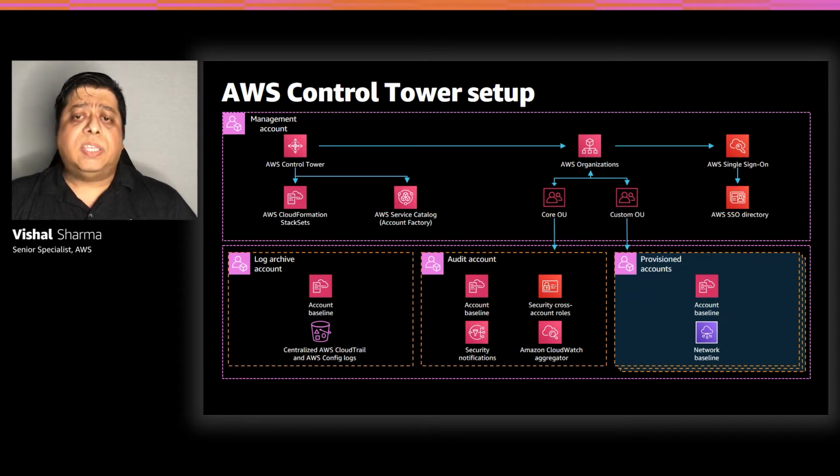Now, in case of an existing AWS organization, it creates the landing zone in parallel with your existing setup. There are a few pre-checks before you deploy Control Tower in your existing environment or existing AWS organization. Once deployed, the Control Tower landing zone coexists with your existing environment within the AWS organization.